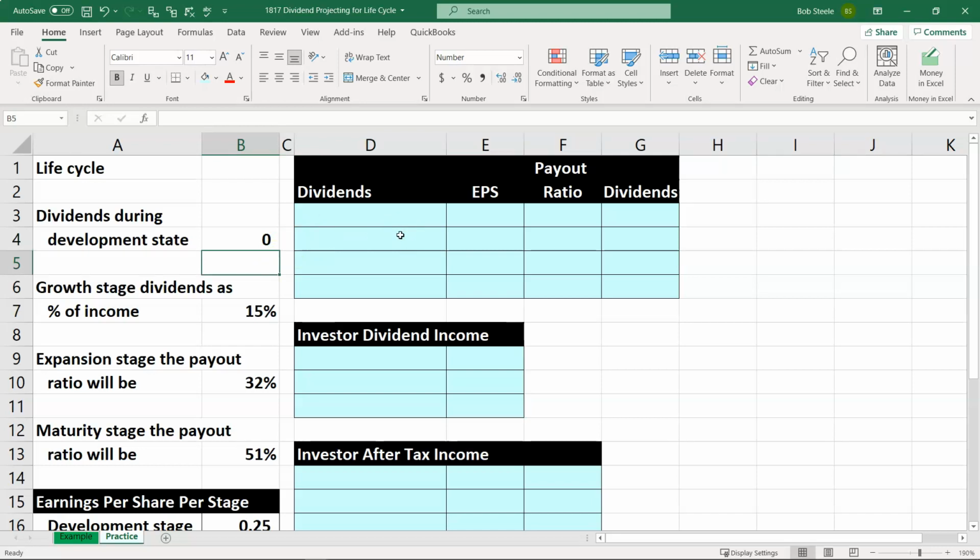So we're going to have stages, and we're going to say the dividends during the development stage are none, because we would assume during the development stage that any revenue that is generated will be going back into the company as they grow to help with the growth. And then during the growth stage, dividends as a percentage of income, meaning the net income for the company, we're assuming 15% will then be paid out. And in the expansion stage, the payout ratio will be, we're assuming, 32%. And then in the maturity stage, the payout ratio is going to be 51%. So we're projecting out the stages of the company.